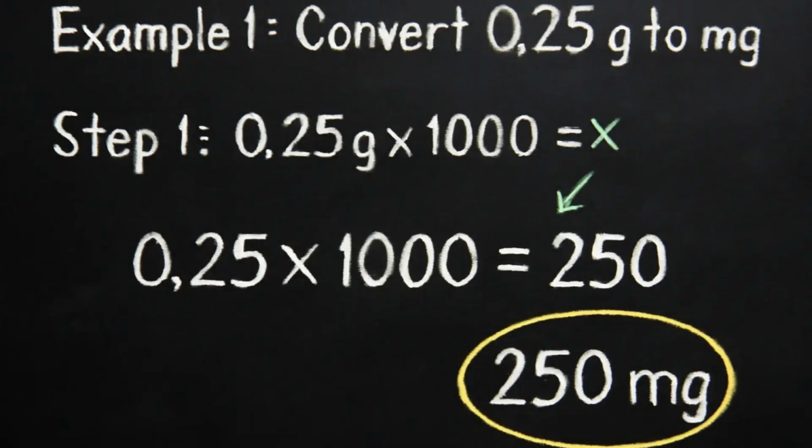Let's work through our first example together. We need to convert 0.25 grams to milligrams. Since we're going from grams to milligrams, we'll multiply by 1,000. Let's do the calculation. 0.25 times 1,000 equals 250 milligrams. This is a common conversion you might encounter when working with medication dosages.